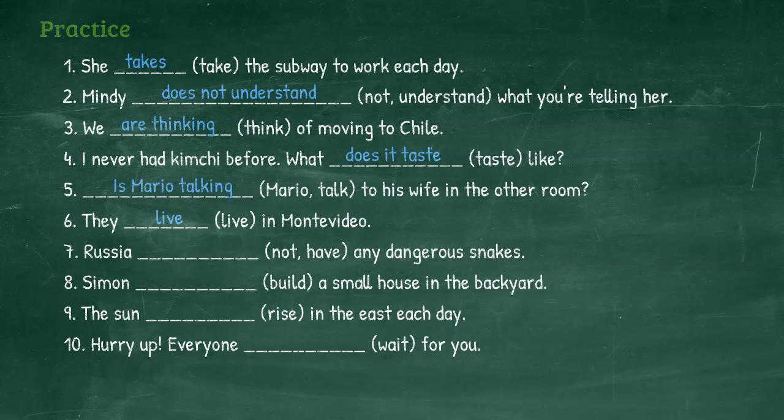Number 6, they live in Montevideo. We never say living, always live. Number 7, Russia does not have any dangerous snakes. Number 8, Simon is building a small house in the backyard. Here we need to use the progressive because it can only describe an action that is happening these days. If we said Simon builds a small house in the backyard, it would mean that he usually does this, and that would not make any sense.